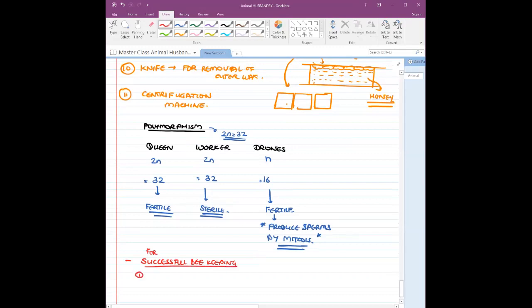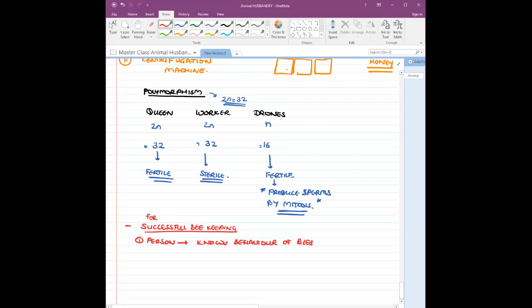So first thing, guys, what are we going to know? The first thing is the person who is going to be handling. He needs to know the behavior. This is the most important thing: when it is the right time to extract honey, when it is not, when they are friendly, when they are aggressive, when they are timid, when they are working. So he knows the behavior of the bees. First thing.